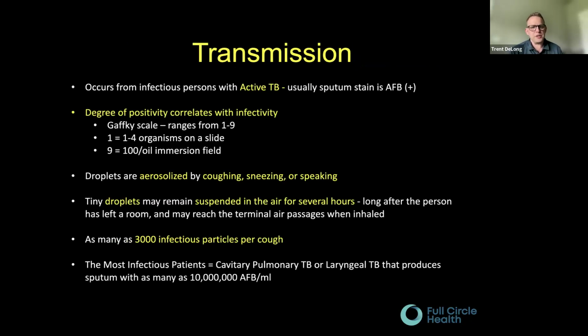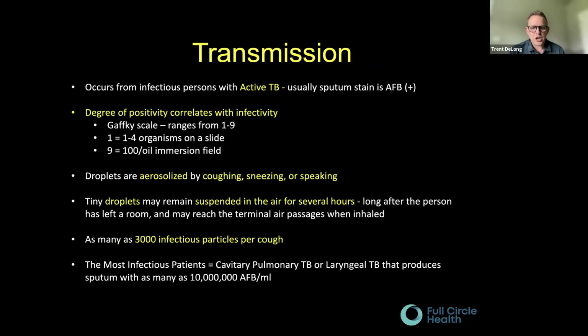As far as transmission, it occurs from infectious persons with active TB, and the sputum will usually stain AFB positive. The degree of positivity correlates with infectivity, and they utilize the Gaffky scale, which ranges from 1 to 9. And I won't belabor that point any longer.